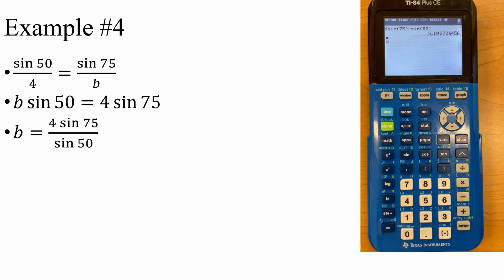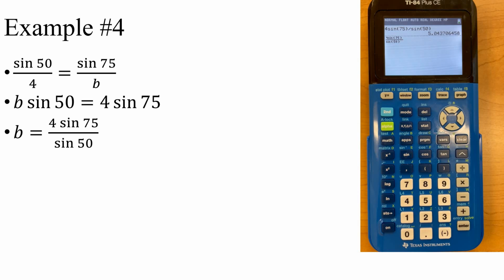We select that, and now we can fill it as the fraction. So 4 sine 75, close the parentheses. I did it again. 75, there we go. Over sine 50.